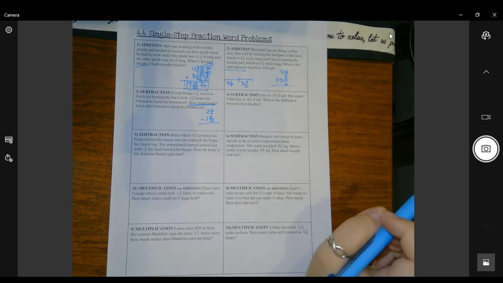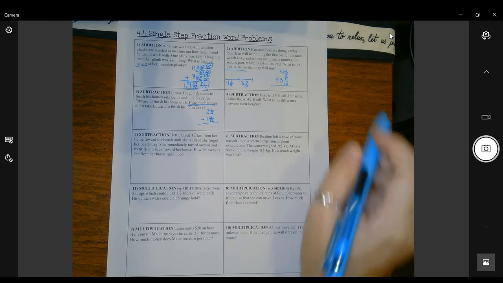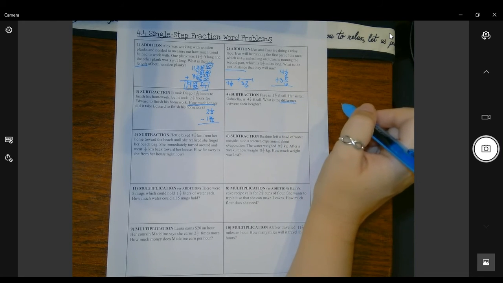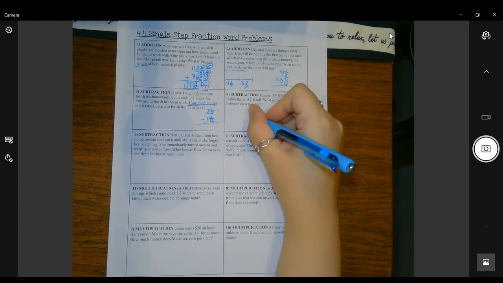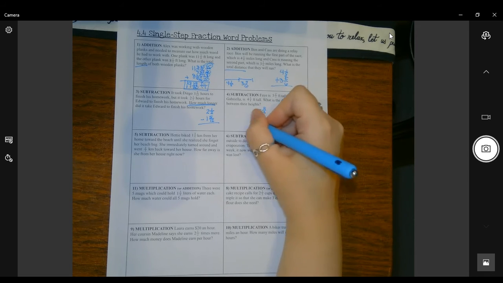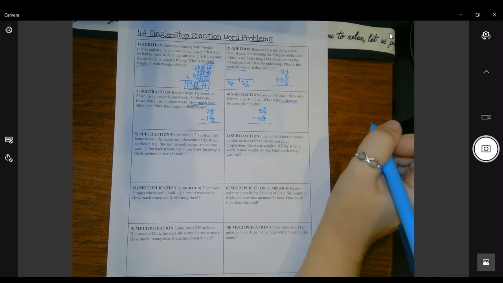Okay. The next one says Faye is 5 and 2/3 feet tall. Her sister Gabriella is 4 and 3/4 feet tall. What is the difference between their heights? Well, difference usually is an indicator that you should subtract. So you're trying to find the difference between the two, which is 5 and 2/3 minus 4 and 3/4. Okay, and again, right now I'm just helping you set them up. You can go ahead and check yourself on the answer key and see how you did.